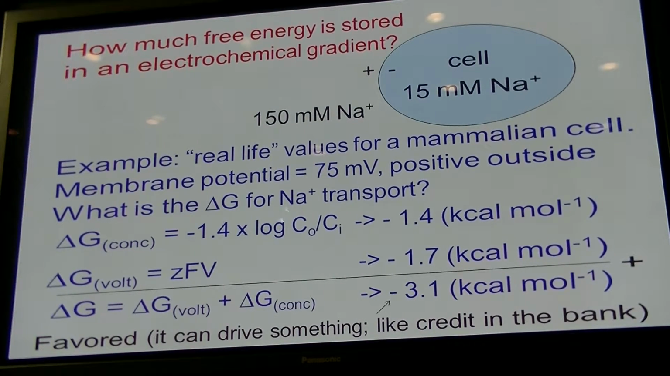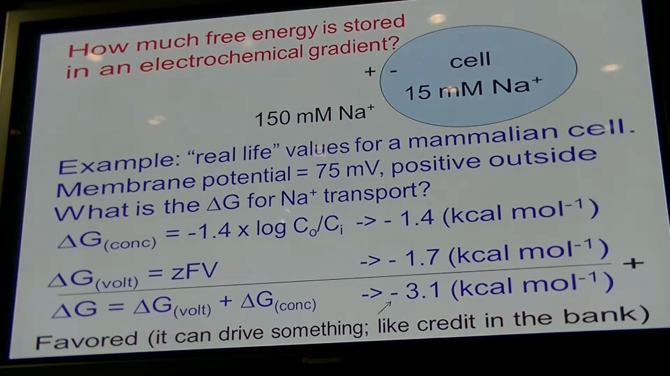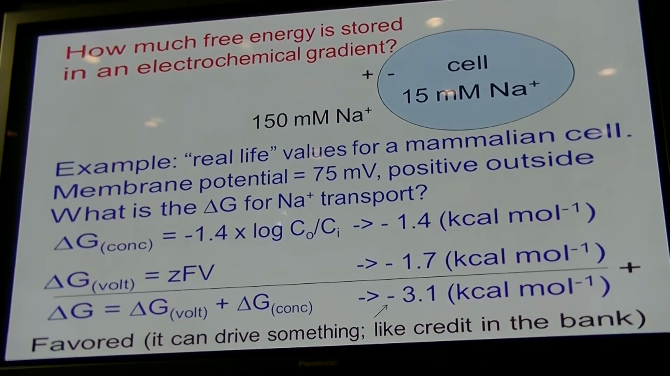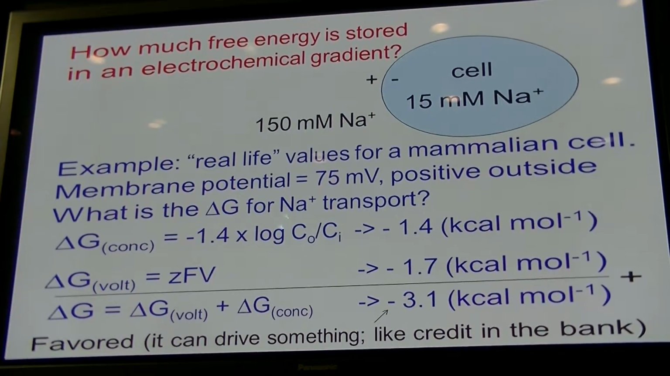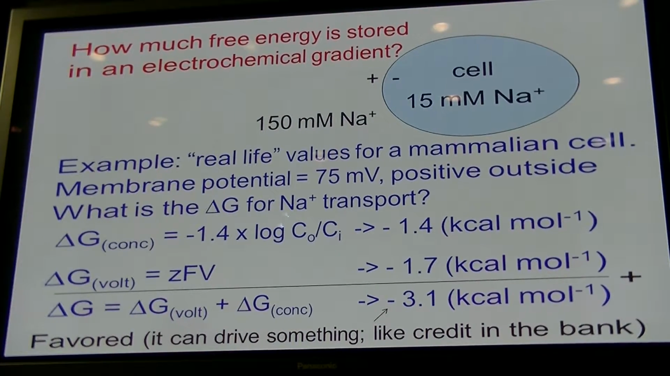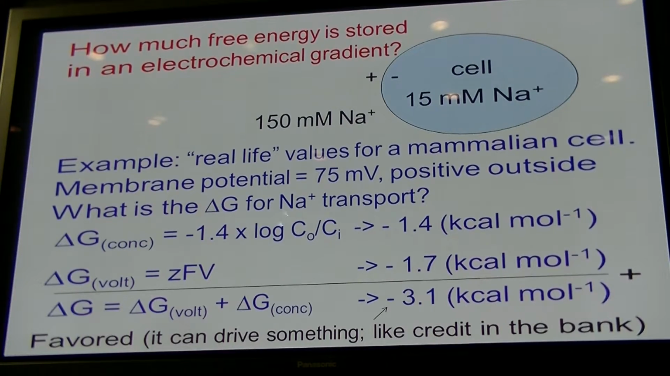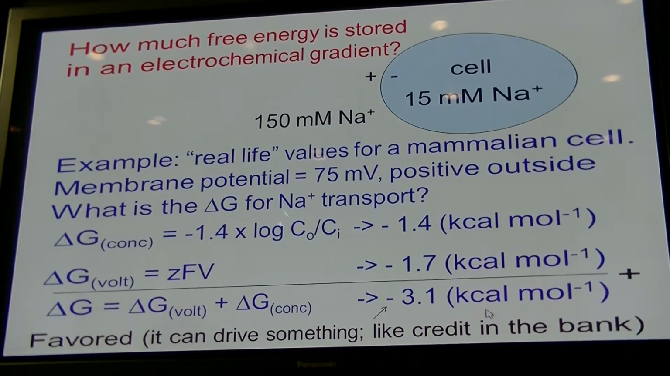The first thing you do is you reason. You are going to say that you expect a pretty negative delta G, because you know that the movement of sodium is favored by the membrane potential and it is favored by the concentration ratios that you have in the system. So you are going to expect a pretty big, or pretty negative delta G. So let's see if we get there.